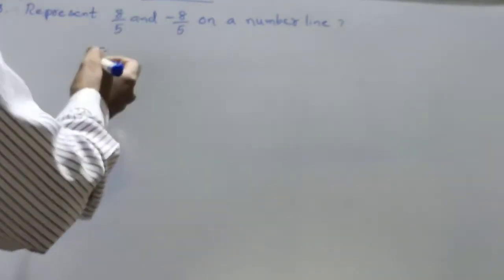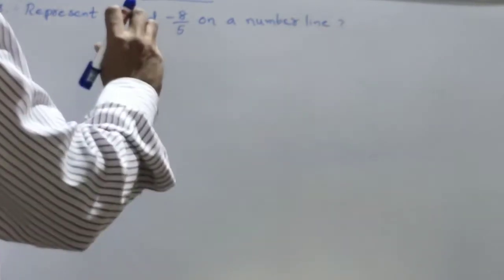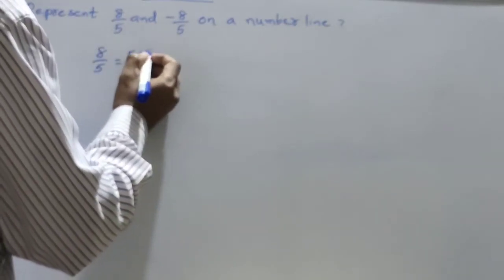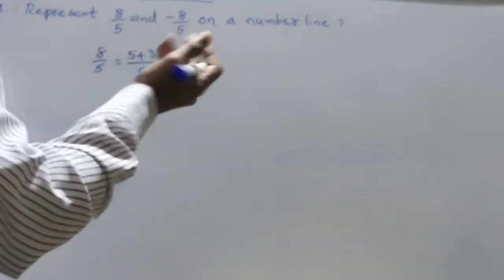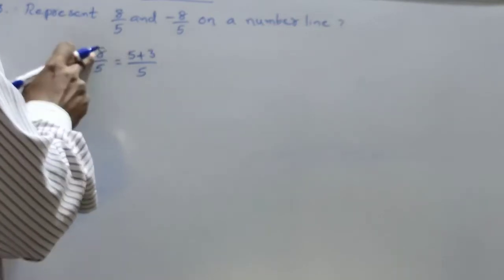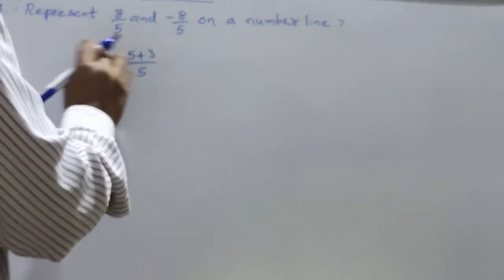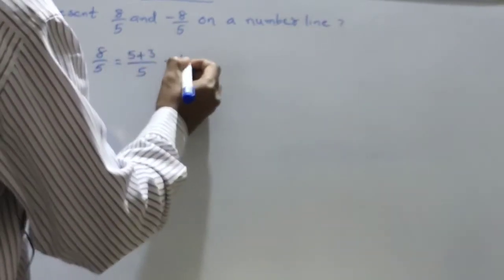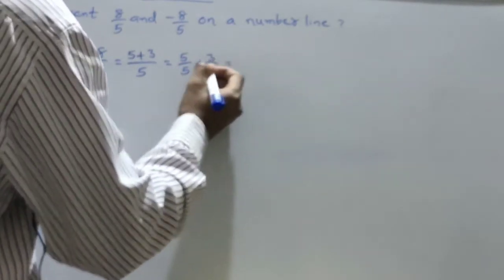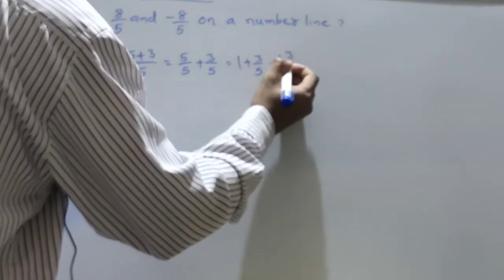Here the numerator is greater than the denominator, so we can easily make it a mixed fraction. In this 8 we have 5, so we can write 5 plus 3 by 5. Observe the denominator 5. We can write 8 as 5 plus 3, that is 5 plus 3 by 5, and then split it into 5 by 5 plus 3 by 5. So you can easily convert it into 1 plus 3 by 5, that means one integer and 3 by 5.